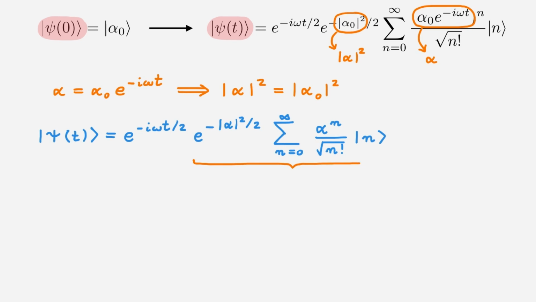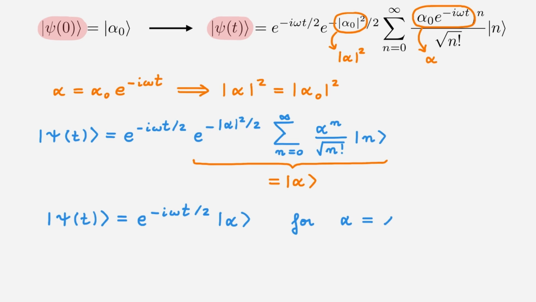This whole expression now has the form of the coherent state alpha. And this means that we can write the state of the system at time t as equal to this phase factor times the coherent state alpha. And this is true for alpha equal to alpha 0 times the exponential of minus i omega t.